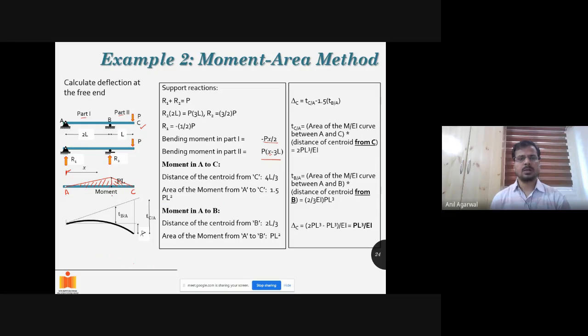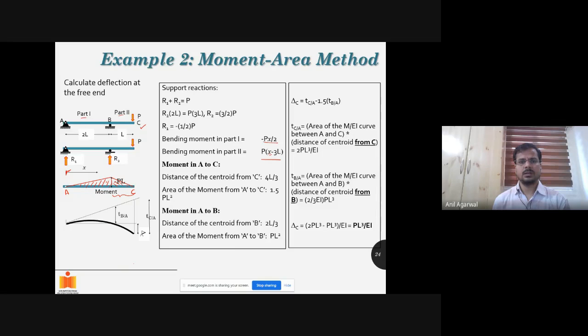The centroid of this first part, I'm calculating the location of the centroid from C right now. So this whole area will not have its centroid right in the middle. Total length is 3L. The centroid will not be exactly at 1.5L. It will be somewhere slightly biased towards side C, somewhere on this side. How do we do that?